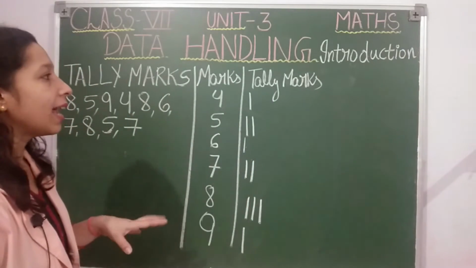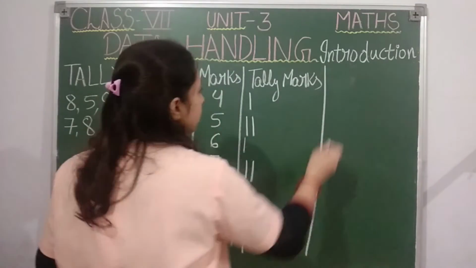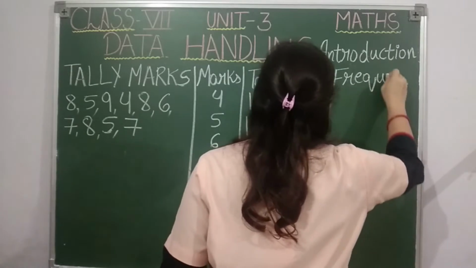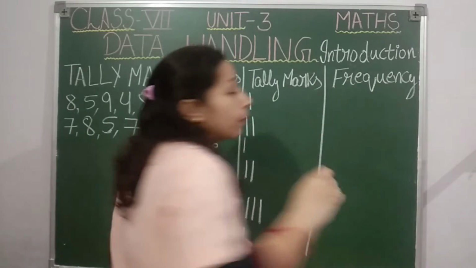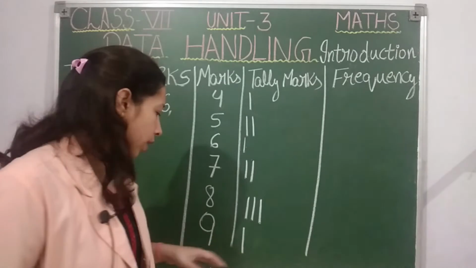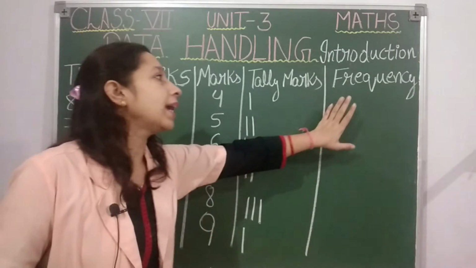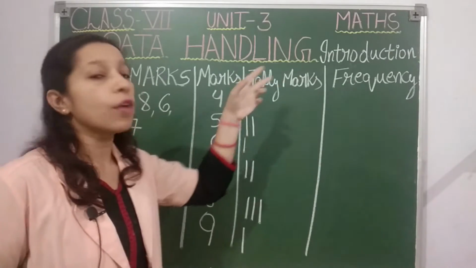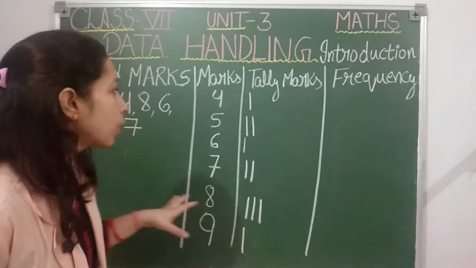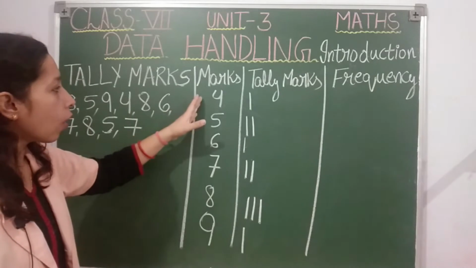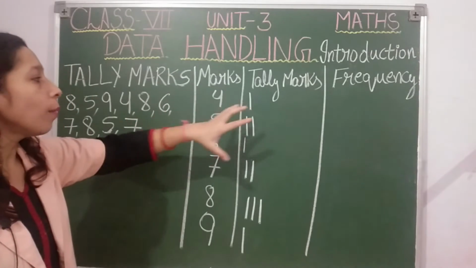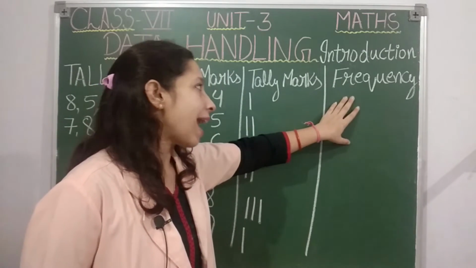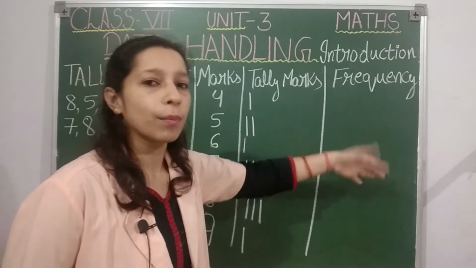Okay. And after telemarks, the next column which you are going to draw is frequency. What students? Frequency. Frequency means number of repetitions. Okay students, how many times the number is repeated, that is written in the frequency column. And this frequency you may write as the number of students also. Why number of students? What we are recording here is how many students got 4, how many students got 5. So that's why the frequency can also be written as the number of students.